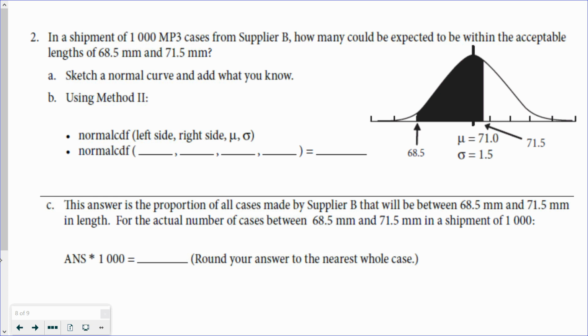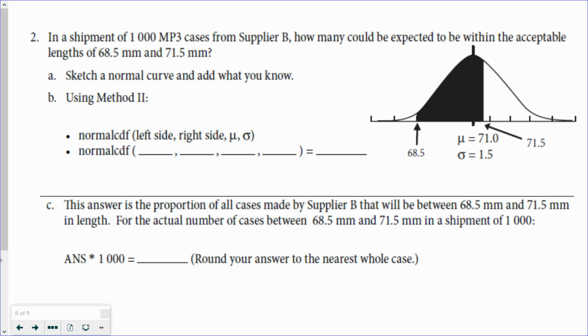So in a shipment of 1,000 MP3 cases from supplier B, how many could be expected to be within the acceptable lengths of 68.5 millimeters and 71.5 millimeters? Because as it said on the last page, under guided practice, the survey has shown that most customers do not buy a case that is more than 1.5 millimeters shorter or 1.5 millimeters longer than their case. So they want to see how many will fall in that range. That's where the 68.5 and 71.5 comes from.